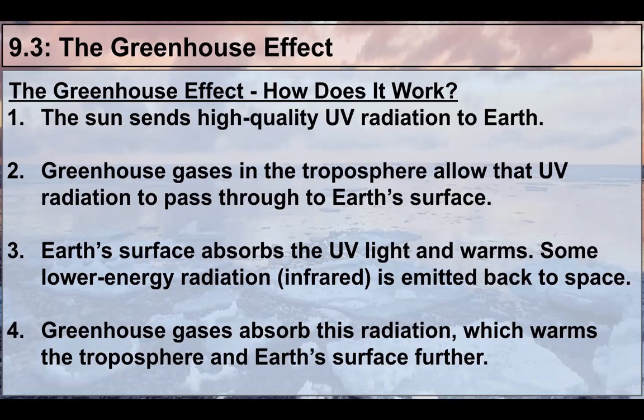So the Earth's surface warms from some of the UV light that gets absorbed, but then the atmosphere is going to warm further by trapping essentially the infrared light as it gets emitted back into space. Okay, it doesn't absorb all the infrared, but a good bit of it, so that helps to keep some of the energy coming from the sun in Earth's atmosphere.